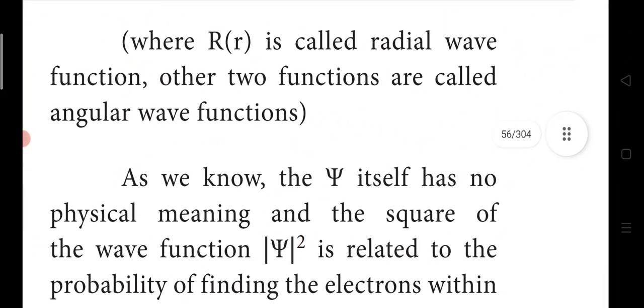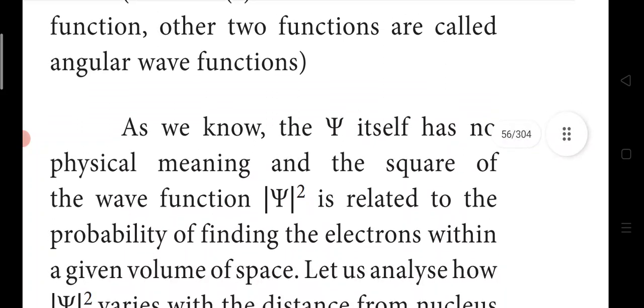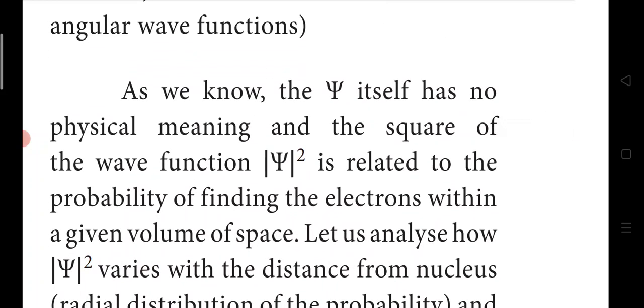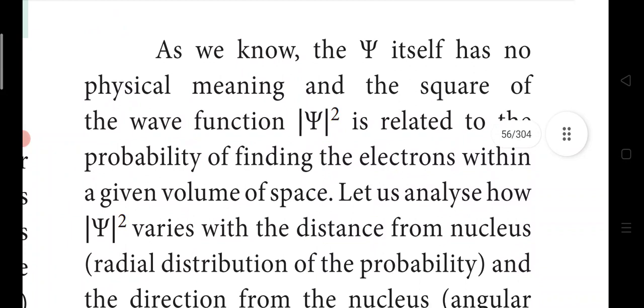So psi of r, theta, phi is equal to R of r times f of theta times g of phi. We know R is the radial wave function. The other two functions are called angular wave functions. As we know, psi itself has no physical meaning, and the square of the wave function is related to the probability of finding the electron within the given volume of space.